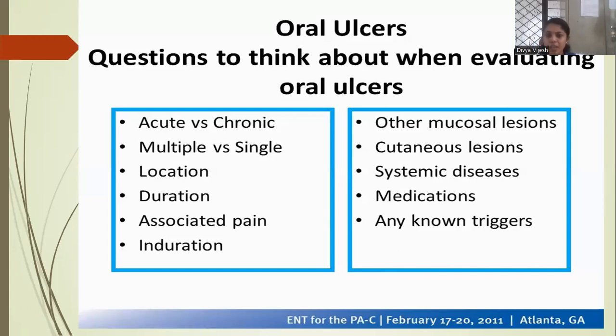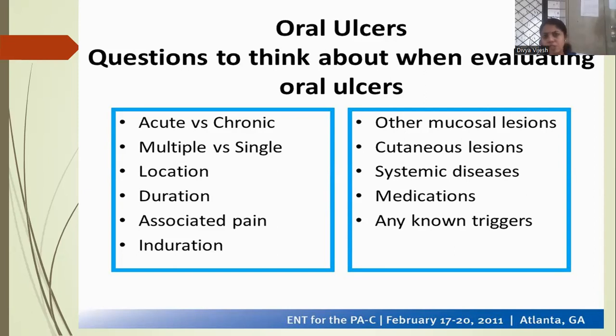So what are the questions you have to ask when evaluating oral ulcers? As I said, you have to ask about the duration of the ulcer, so from that you can write whether it is acute or chronic. You have to examine for single or multiple, check for the location, duration, associated pain, induration, and other mucosal lesions. Most important, you have to check for the cutaneous lesions also.